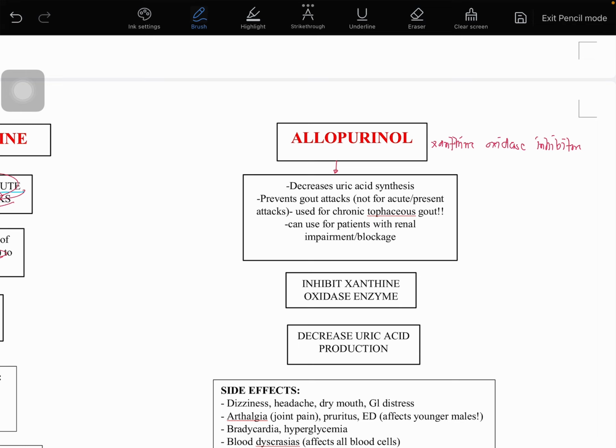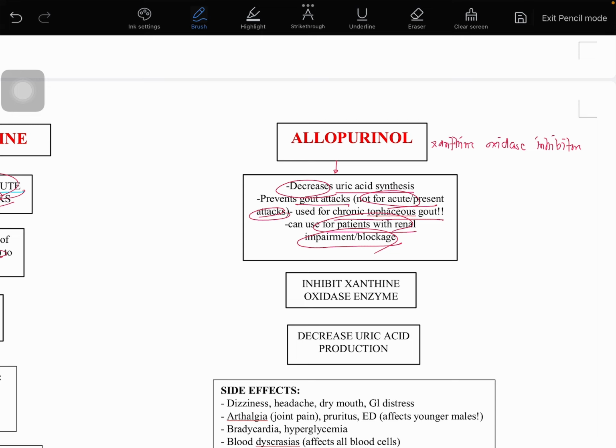Okay, ang mechanism of action of your allopurinol, it decreases your uric acid synthesis natin, di ba? Compared sa ating colchicine kanina. And of course, it prevents gouty attacks, not for acute or present attacks, but it is being used for chronic tophaceous gout. Ibig sabihin, yung mga meron na talagang gouty arthritis na nagkaroon na ng exacerbation or na-trigger lang natin. Yun po yung gamit ng ating allopurinol kapag meron na silang chronic tophaceous gout already. And of course, it can be used also for patients with renal impairment.